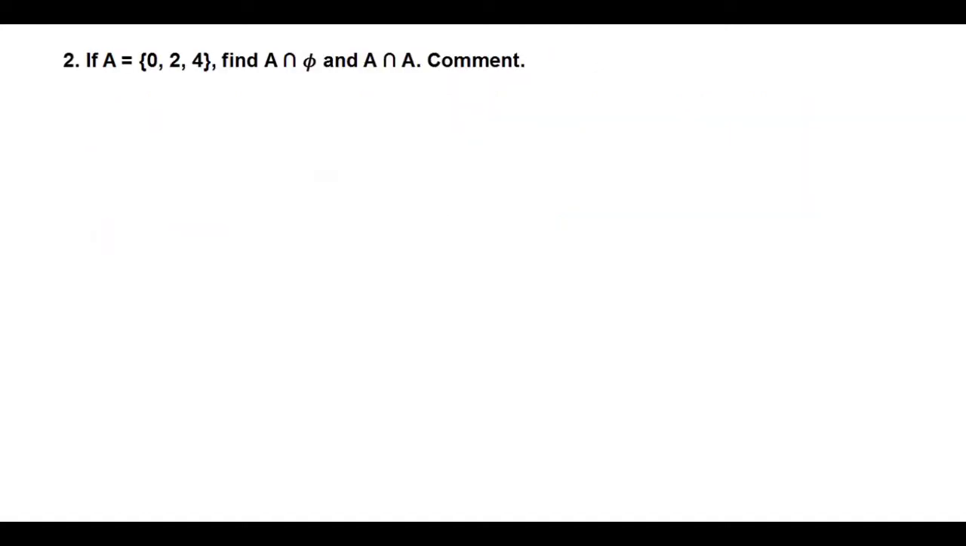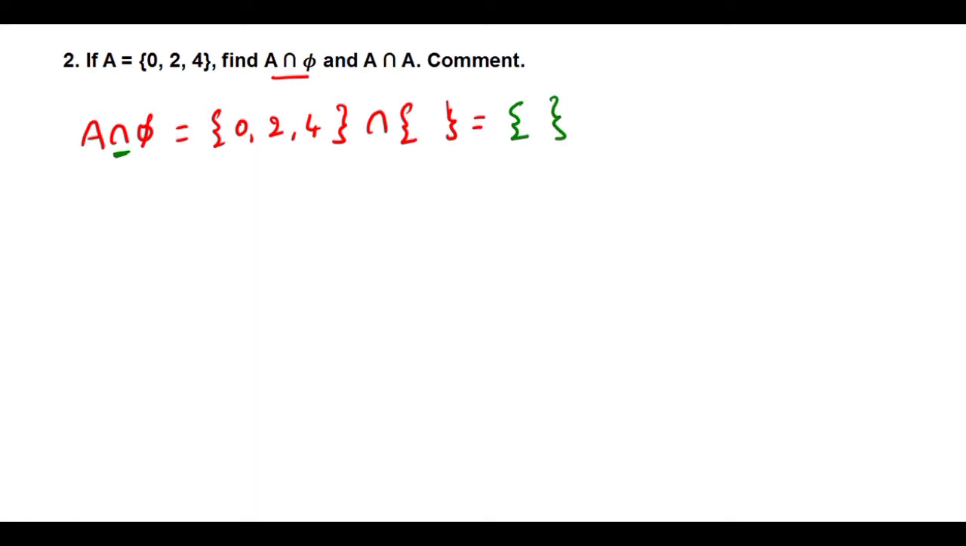Question number 2. We need to find A intersection pi. Okay, A intersection pi equals, what is A? 0, 2, 4, intersection pi, which is the empty set, right? So let me explain the meaning of this intersection. Intersection means the element should be in both set A and another set. What is the other set here? Pi. Pi is the null set. There is nothing common in both. If there is no common element in both, we just write null set.